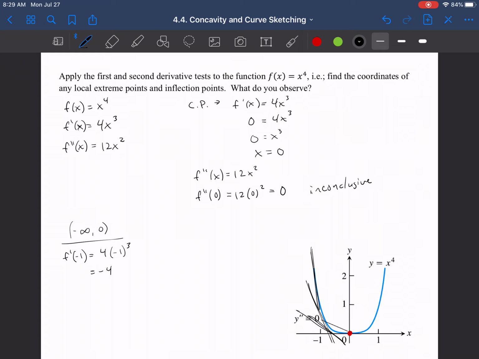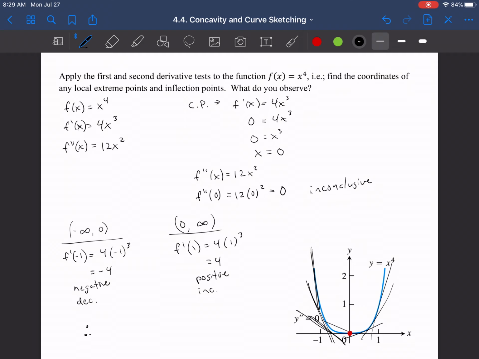And then we're going to look from 0 to infinity. And when we look 0 to infinity, we see that we have f', and let's just do f'(1) = 4 times 1^3. That's just 4. That's positive slope. So this is negative, and therefore decreasing. Here it's positive, and therefore increasing. That tells us then that we're going from a decreasing function to an increasing function. That tells us we have a minimum.